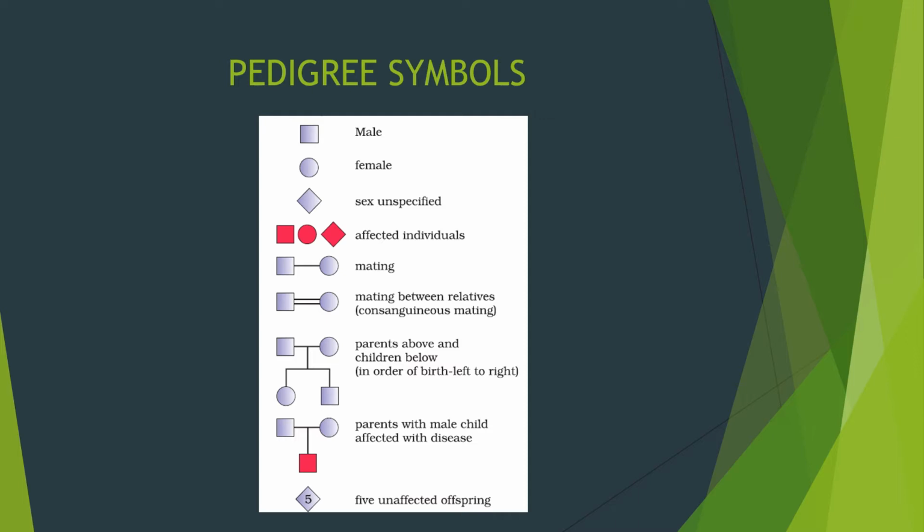Parents are shown above and children below in the order of birth. Parents with affected child is shown differently, and 5 unaffected offsprings are shown by the number in the rhombus. Heterozygous male is represented by half-filled square, while a heterozygous female is represented by a half-filled circle.